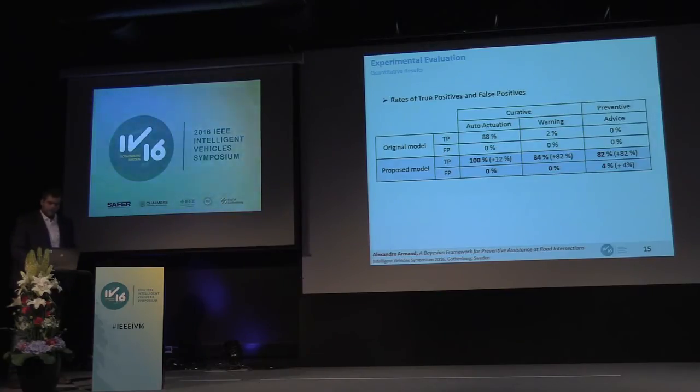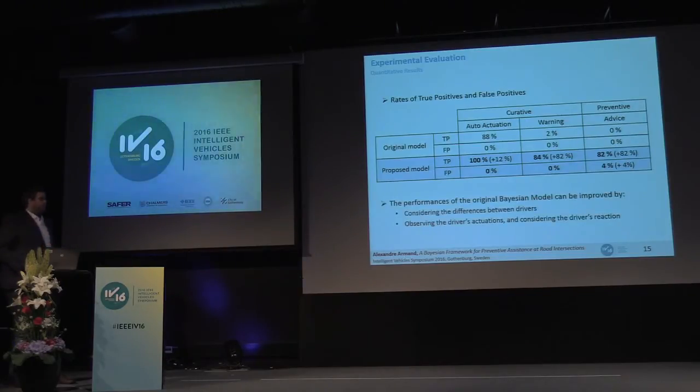And what we can see here is that, okay, for automatic actuation, with our model, the extended one, we get 100% of true positive, 0% of false positive. So it's a bit better than with the original model, but the most interesting is for warning and advice. We start with about 0% of true positive for warning and advice with the original model. And with the extended model, we come to more than 80% of true positive with very few false positive.